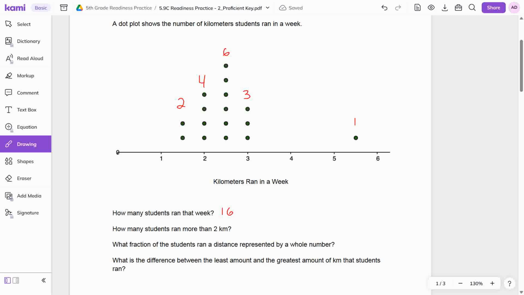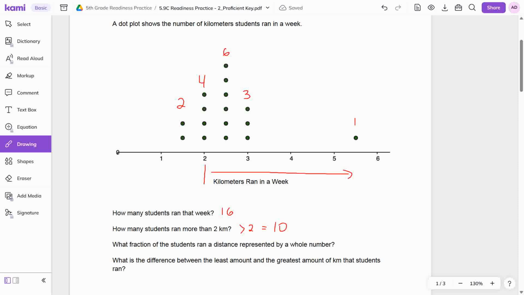How many students ran more than 2 kilometers? All right, so here's my 2 kilometers. I'm not counting that. I need anything on this side of that. So I need what's greater than 2. It's going to equal, so my 6, my 3, and my 1, that's 10.